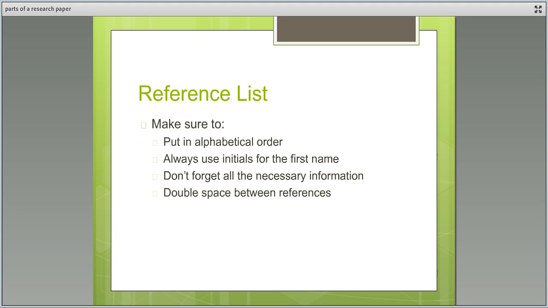Make sure your reference list is always put in alphabetical order, and make sure that you are always using initials for first names. You never want to spell out the first name. Don't forget to include all the necessary information, and make sure to double space between references to keep it clean.